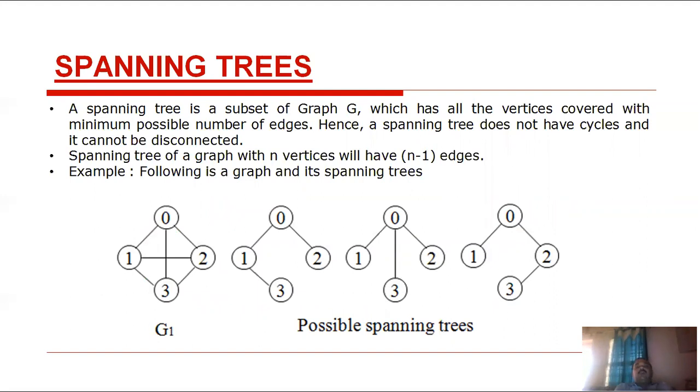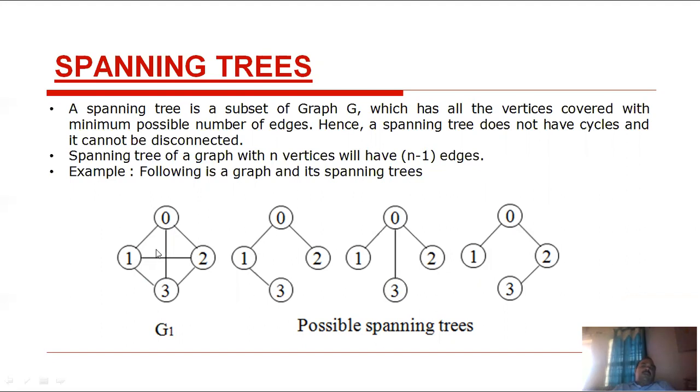What is a spanning tree? A spanning tree is a subset of graph G. Clear? That is a subset of graph G, which has all the vertices covered with the minimum possible number of edges. Hence, a spanning tree does not have cycles and it cannot be disconnected. A spanning tree of a graph with n vertices will have n-1 edges.